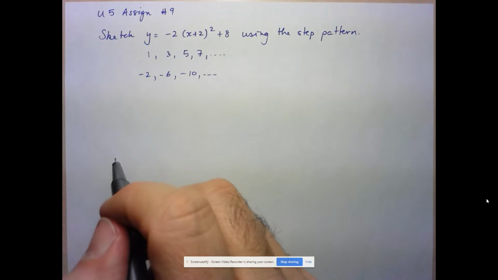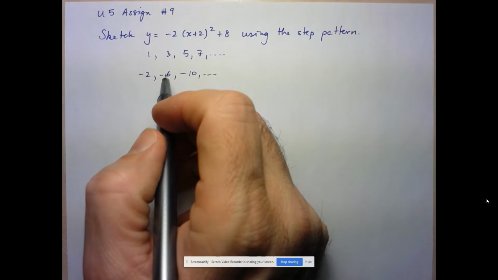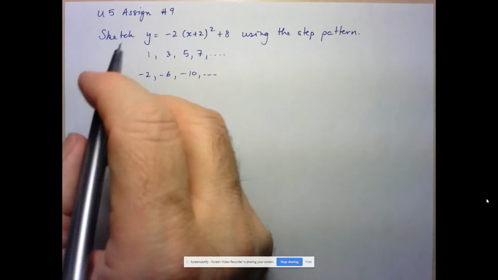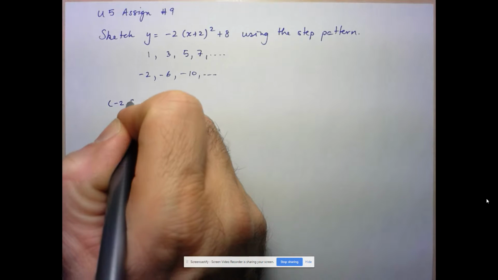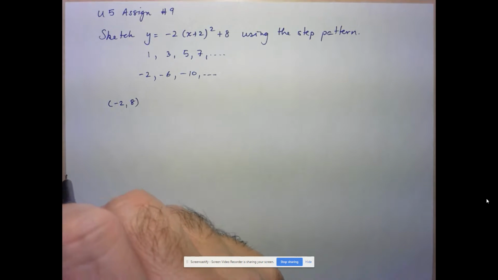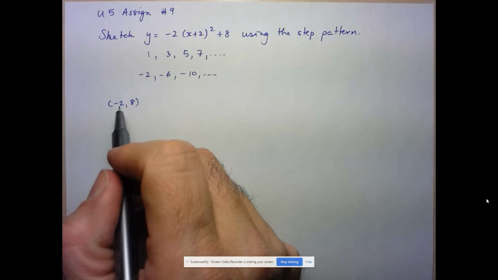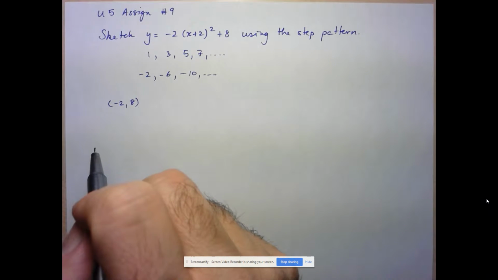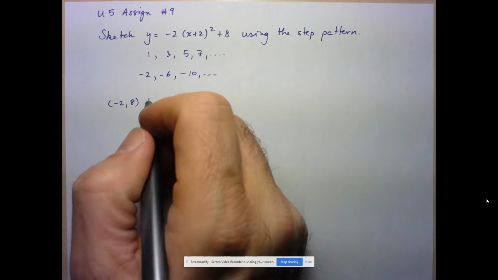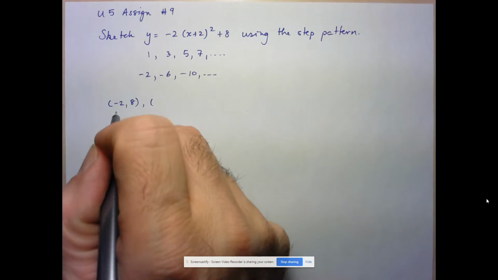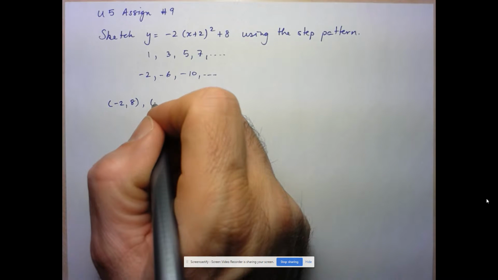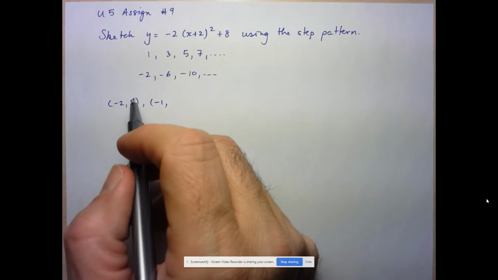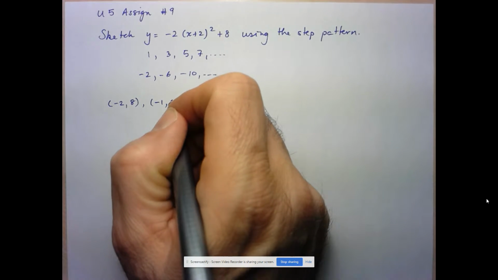In order to use the step pattern, we always start with the vertex, which in this case is -2, 8. The way the step pattern works is that as I increase x by 1, these numbers tell me how much the y values are going to increase by. So if I go to the next point, increasing x by 1 gives me -1, and the y values are going to go down by 2. So 8 minus 2 is 6.